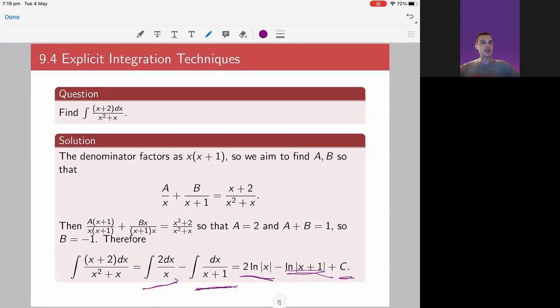We've got one more question that concerns integration by partial fractions, and I think after we've done this, I might leave it for the evening.